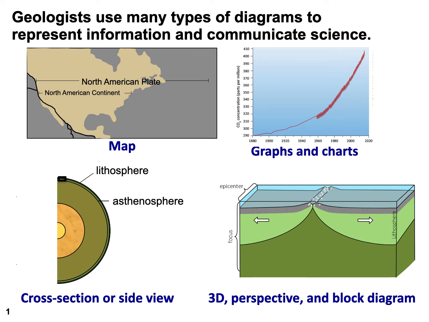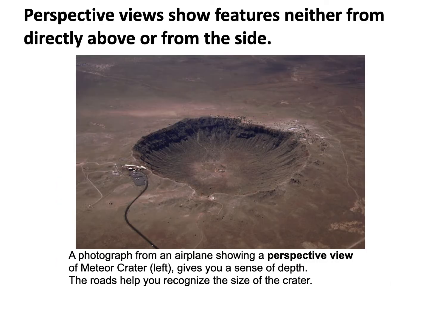Today we're mostly going to focus on maps, cross-sections, and then diagrams that show 3 dimensions, like block diagrams. Sometimes these are also called perspective views if it's in a photograph. So we're going to use a common feature to illustrate these different types of diagrams.